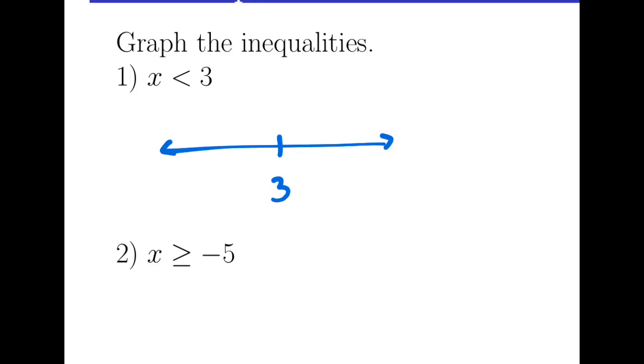So we have a number line. The only value that matters is 3. At 3, we could put either an open dot or a closed dot. When it's just less than, we will put an open dot, since we are not including 3. 3 is not a solution. The statement that 3 is less than 3 is false, so we don't want to include 3, so we use an open dot, and then we want the values less than 3, so we would shade to the left.